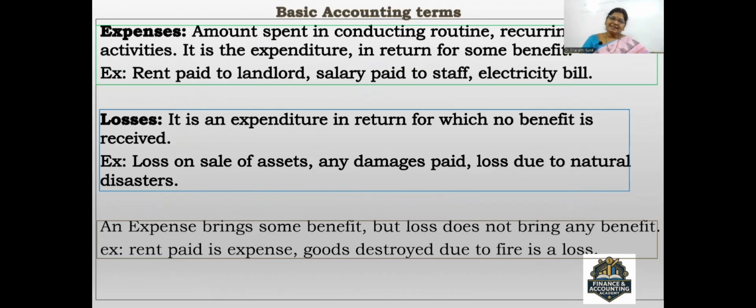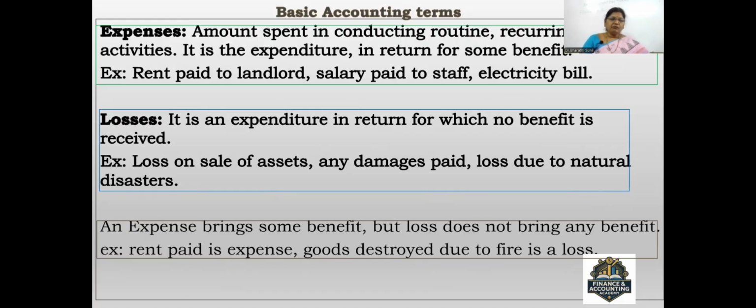Expenses. What are expenses? The expenses we are incurring on a regular basis, like rent paid to the landlord or salary paid to our staff, or if you are paying our electricity bills every month or telephone bills, whatever payments we are making regularly, all those payments are called our expenses, right?